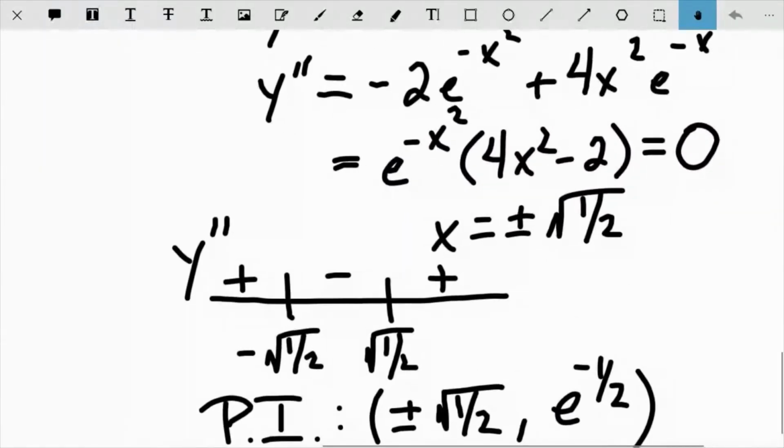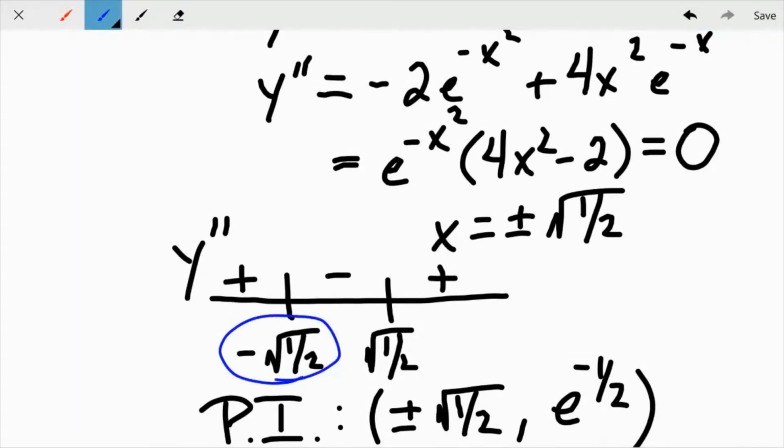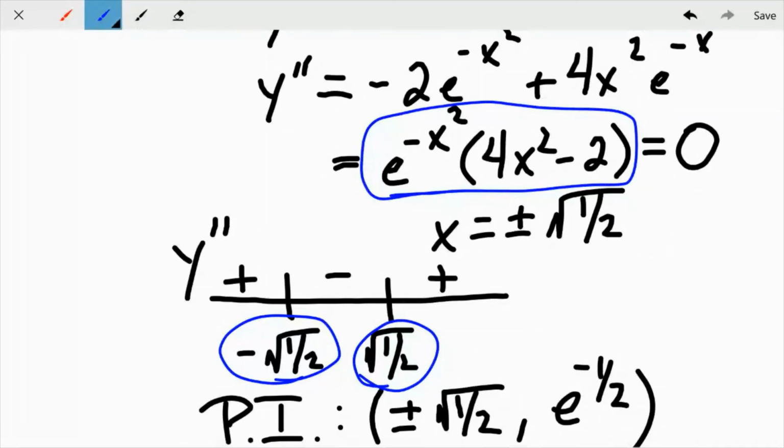And in my sign chart here, you can see that I had values at negative square root of 1/2 and positive square root of 1/2. So what I did to test this was I just tested 0, because that's in that middle interval. Now, it's easiest if you use these factored forms of your derivatives when you're trying to figure out if your derivative is positive or negative. In this case, is the second derivative positive or negative? I know e to any power is positive. So really, I just need to look at this part of it. If I plug 0 into that, do I get a positive or a negative? I get a negative. So I know the end result here is going to be negative on that middle interval.